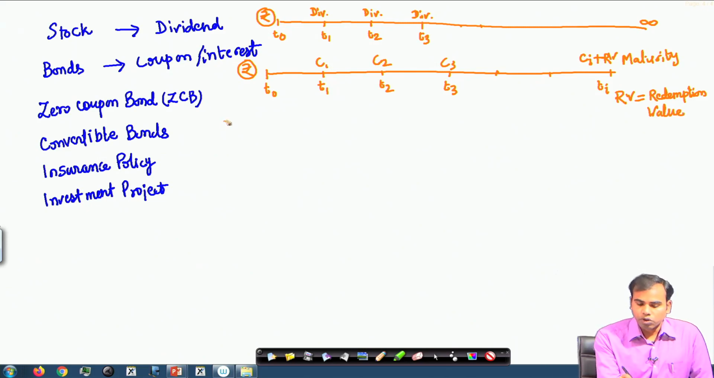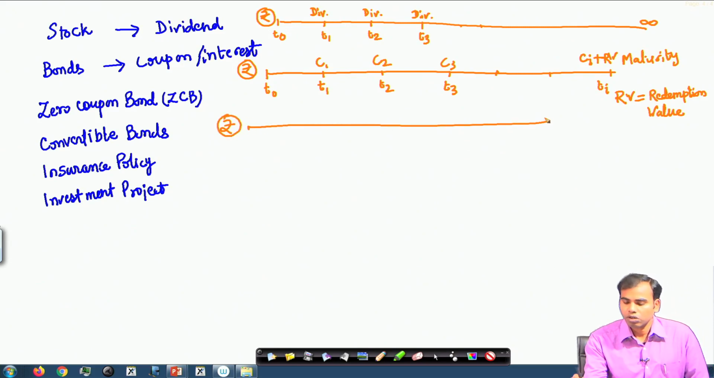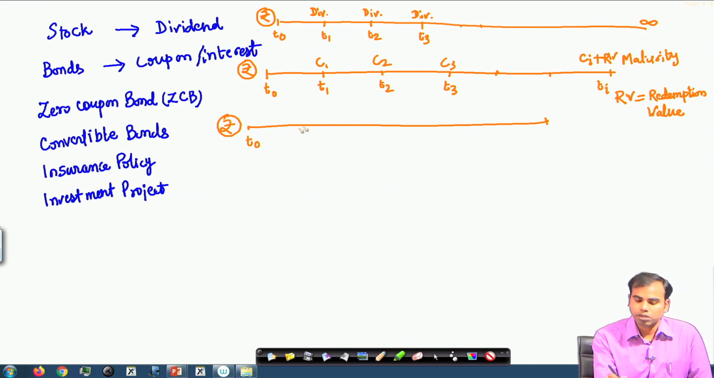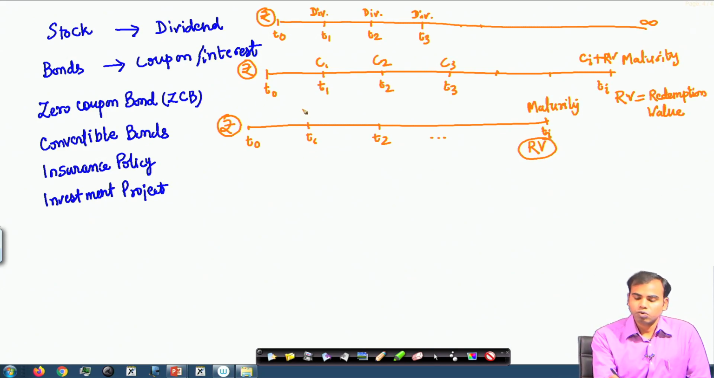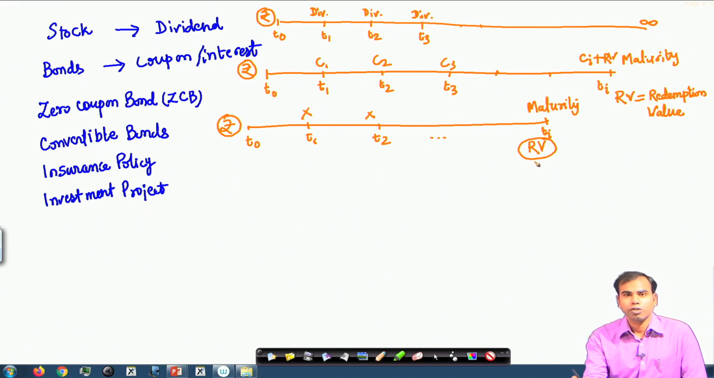If it is a zero coupon bond, you have to pay some amount of money today and you are not going to get any money in the interim period, and at the time of maturity, when the zero coupon bond matures, you get a lump sum in terms of redemption value. So, here there is no cash flow in the interim period, but a single cash flow at the end of the maturity of this zero coupon bond.